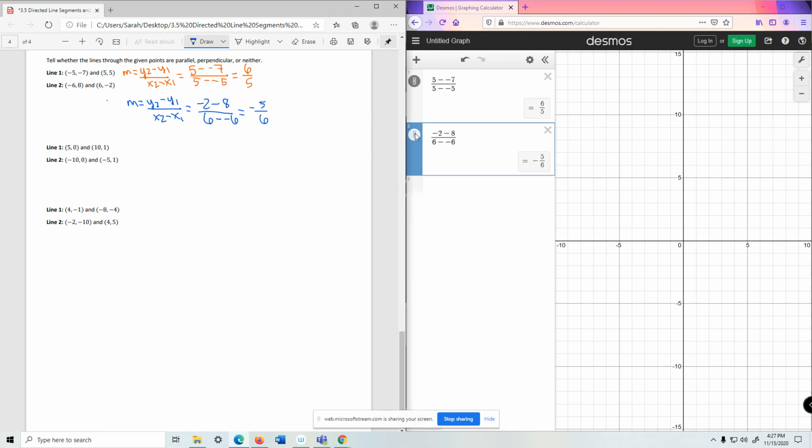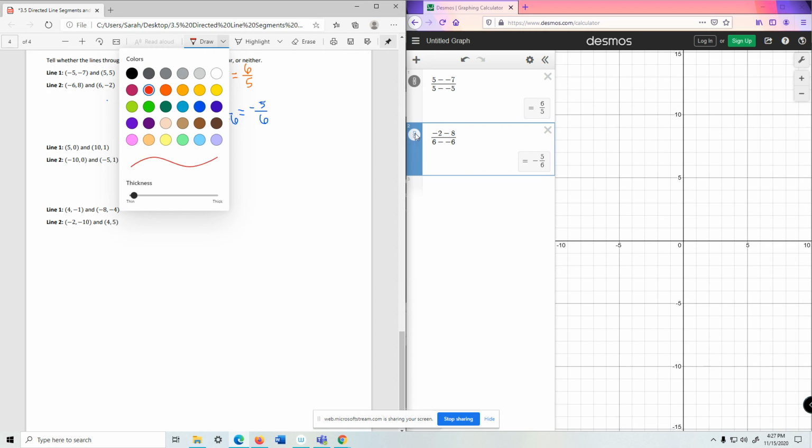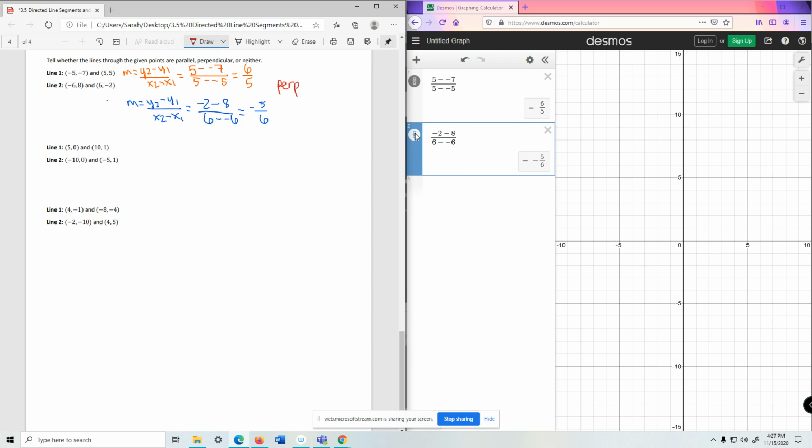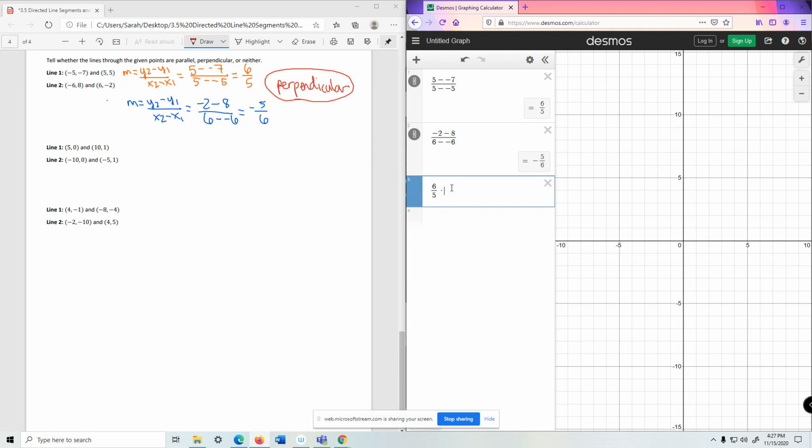What do we notice about these two fractions? Well, you might notice right away that it's the same numbers involved, but one is flipped over from the other. One is positive, one is negative. These are opposite reciprocals. So if we think about it that way, we can say they are perpendicular. If that didn't immediately jump out at you, the other way you can check to see that they're perpendicular is you can multiply the two slopes together. 6 divided by 5 times -5 divided by 6 gives me exactly -1. So those two are perpendicular.